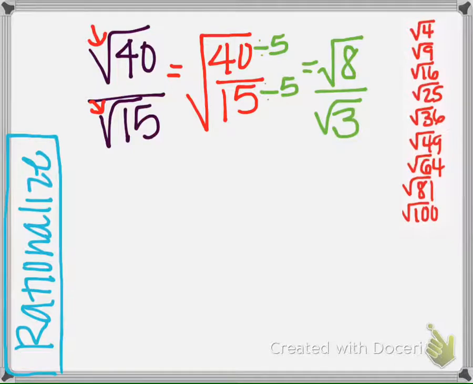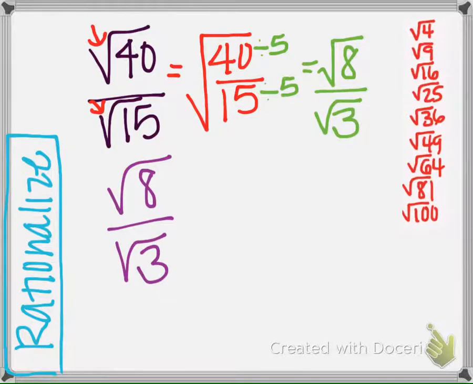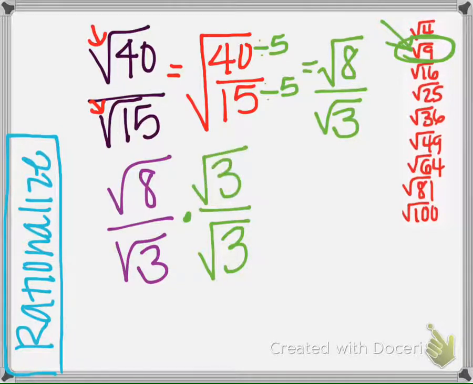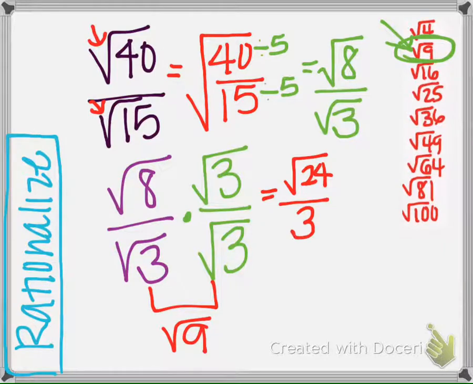Well, we know that we cannot have a square root in the denominator here. So we need to multiply it by something that will make it so that we can take the square root. So I know that 3 times 3 would get me 9, which we can take the square root of 9. Whatever I multiply the denominator, I need to multiply to the numerator. So we get square root of 24 over square root, this would make square root of 9, which is 3.